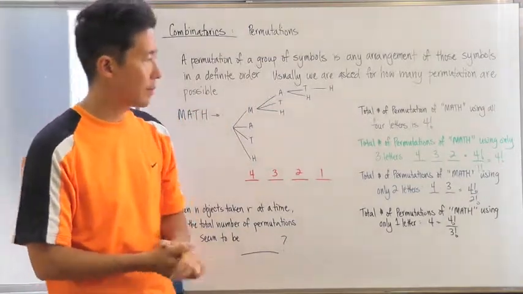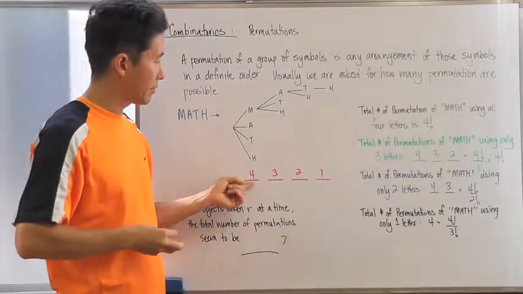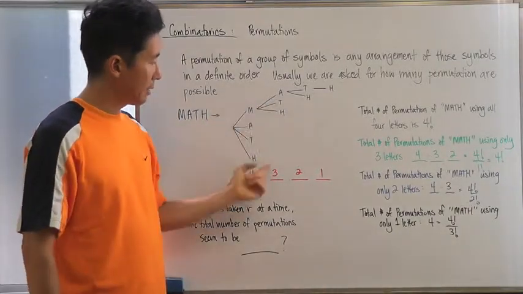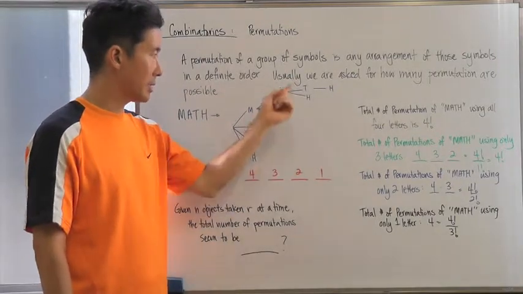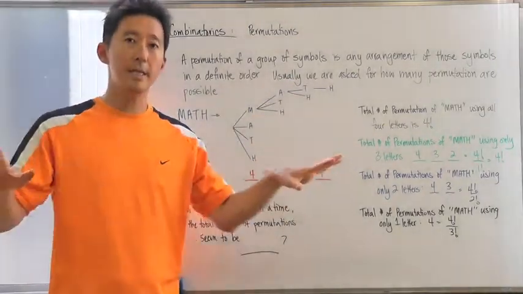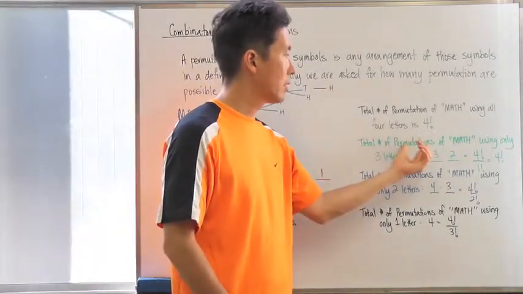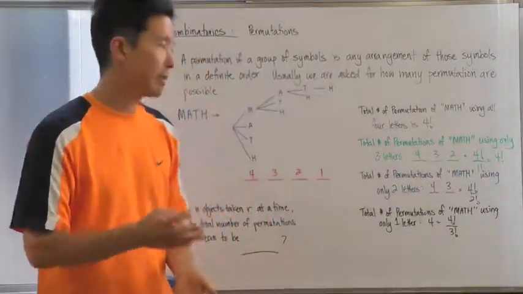So for example, if we use the same idea, we can still choose M, A, T or H for the first letter. Then the second letter is still going to have 3 possibilities. The third letter is still going to have 2 possibilities, and that's it, you stop. Because we're looking for the permutations of the word math, but we're only using 3 letters.